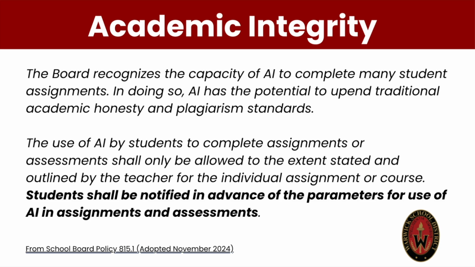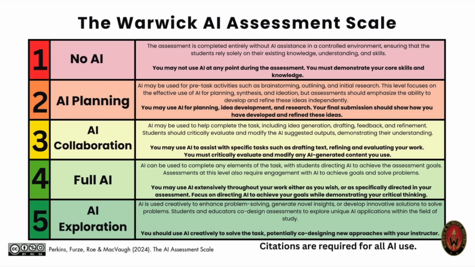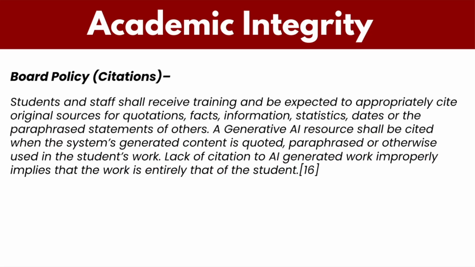One of the biggest shifts with AI is around academic integrity. AI can complete tasks that demonstrate learning, so our role shifts from just assigning work to being really clear about how and when AI can and cannot be used in an academic setting. We've developed the Warwick AI Assessment Scale to help provide transparency for students as to when AI can be used in the classroom setting. It's extremely important that students know ahead of time what the AI expectations are for each assignment. We also need to help students understand that using AI requires transparency. Students should be aware that if permitted to use AI, citations are always required.